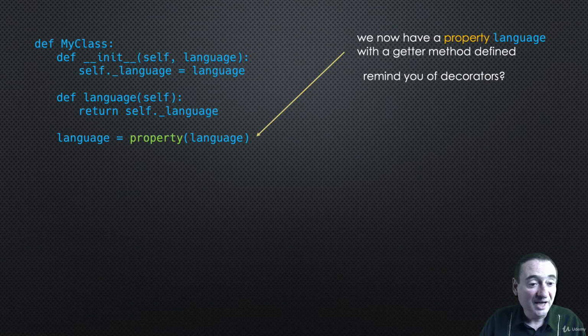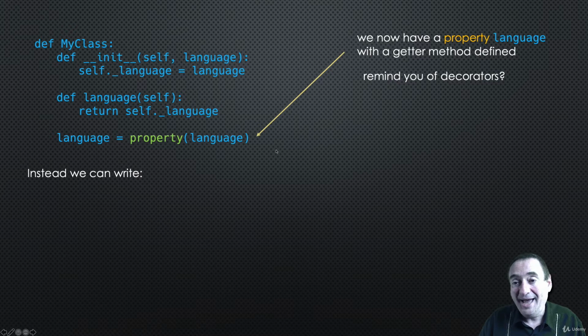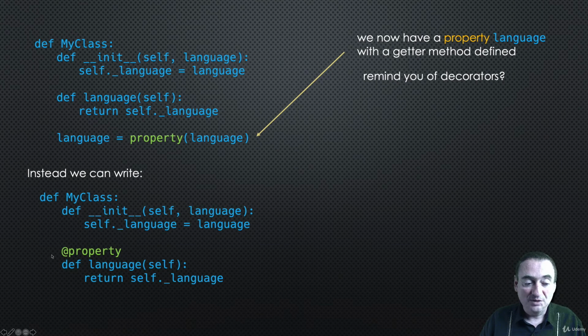Now does this remind you of decorators? Remember how we use decorators? A decorator, that at symbol, is basically just a way of passing one function into another function, and then the returned function from that decorator gets reassigned to the same value. So that's exactly what we're doing here. So property is in fact a decorator as well. It can act as a decorator. So we can write it this way instead. Instead of writing it in these two steps over here, we use the shorthand notation for decorators, and we decorate it: @property def language.